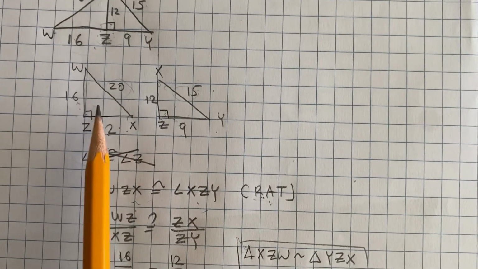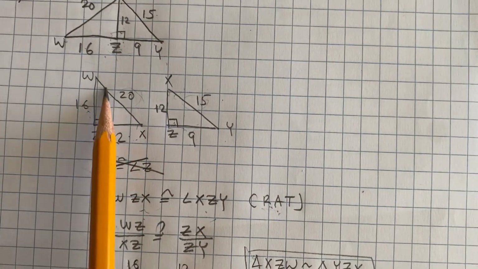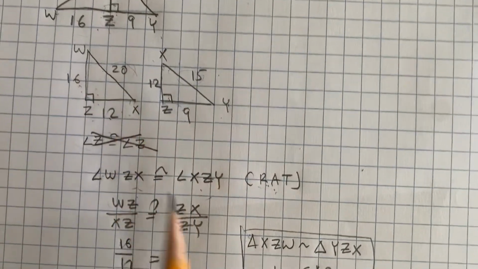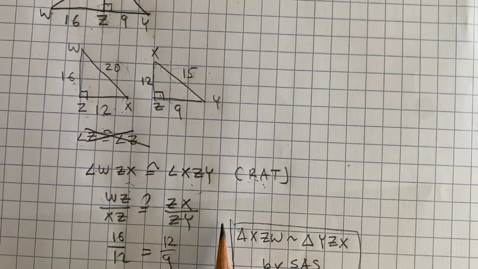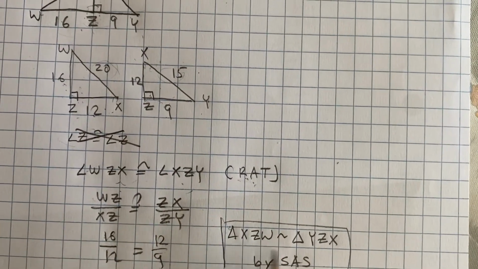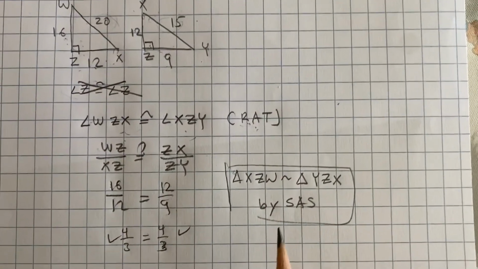If I had shown that WX to XY is also equal to 4 over 3, I could have stated that these two triangles are similar by side, side, side, and that would have worked as well.